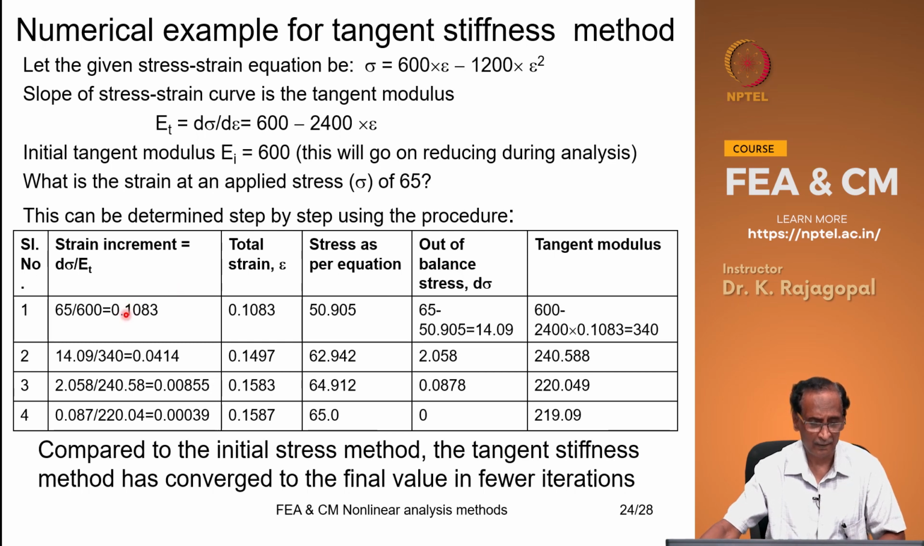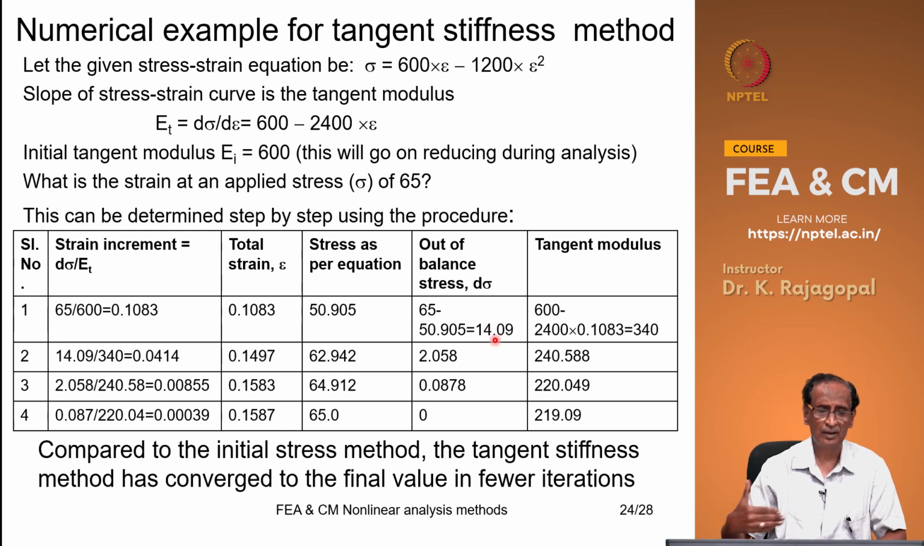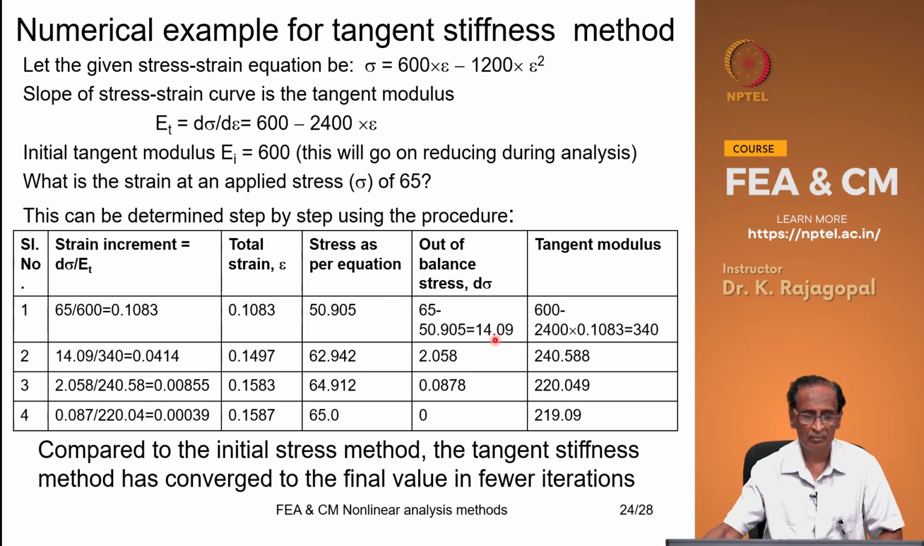At the end of the first iteration, 65 by 600 is 0.1083, so our strain is 0.1083, and the stress is 50.905. The out of balance stress is 65 minus 50.905, that is 14.09. Now we calculate the tangent modulus in terms of this strain 0.1083. The equation for tangent modulus is 600 minus 2400 epsilon, so our tangent modulus is now 340.